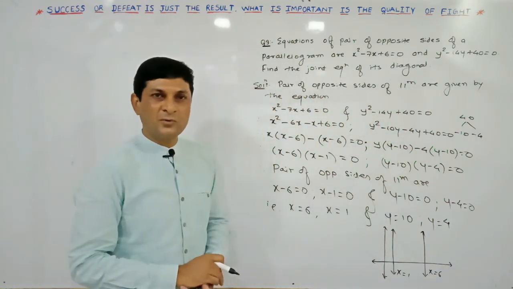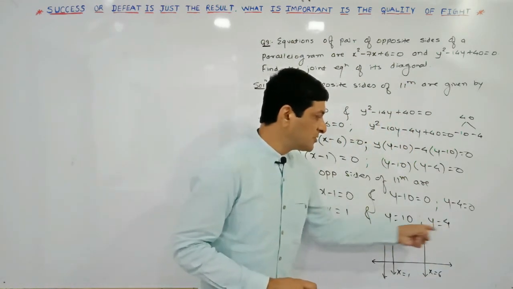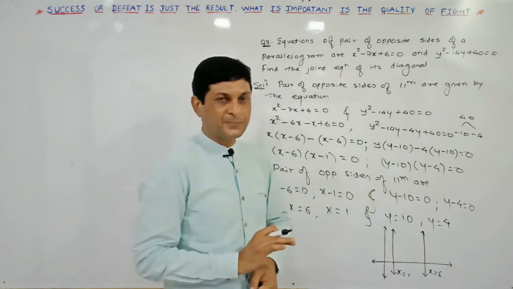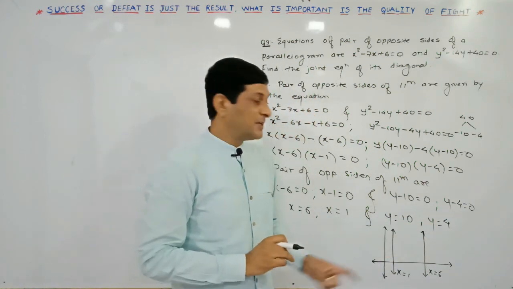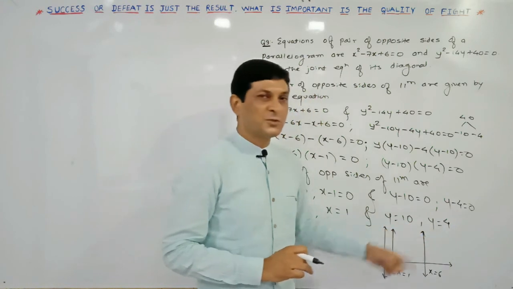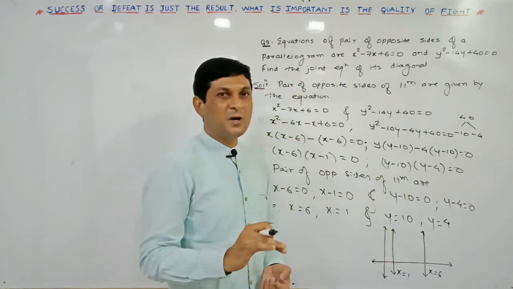Now let us try to draw the lines y is equal to 4 and y is equal to 10. Here if you observe, the equations are in the form of y is equal to a constant, meaning these lines are parallel to what? The x-axis.